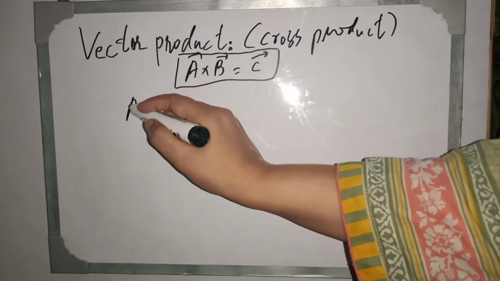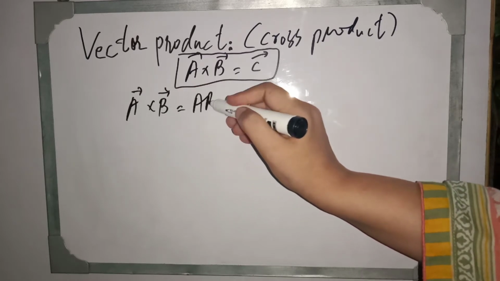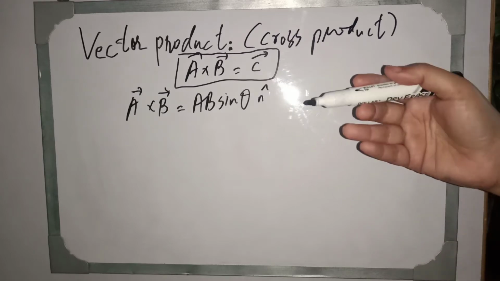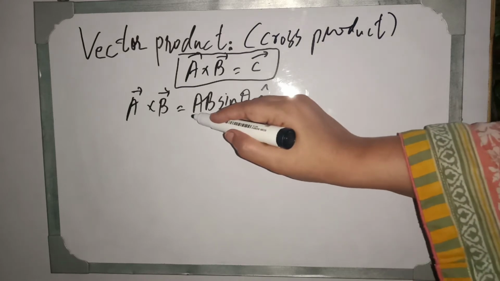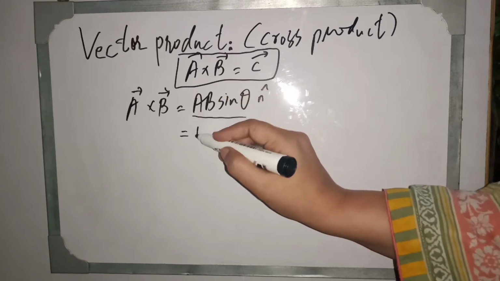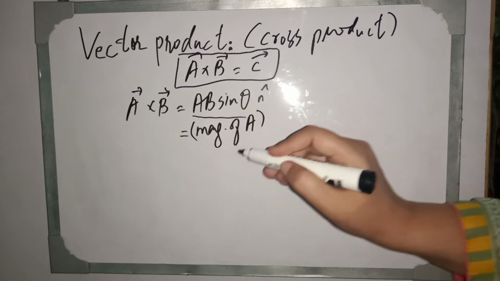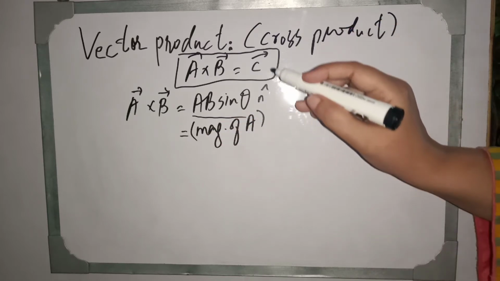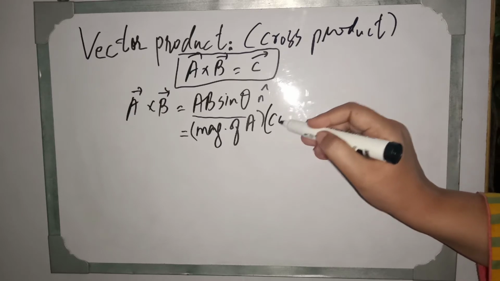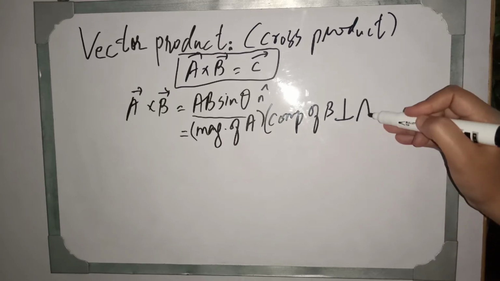It can also be written as A cross B equals A B sine theta n, where n is a unit vector which shows the direction. Now I will explain this equation AB sine theta. What is this AB sine theta? First of all, A means magnitude of A. Now how can we elaborate B sine theta? B sine theta is a component of B which is perpendicular to A.